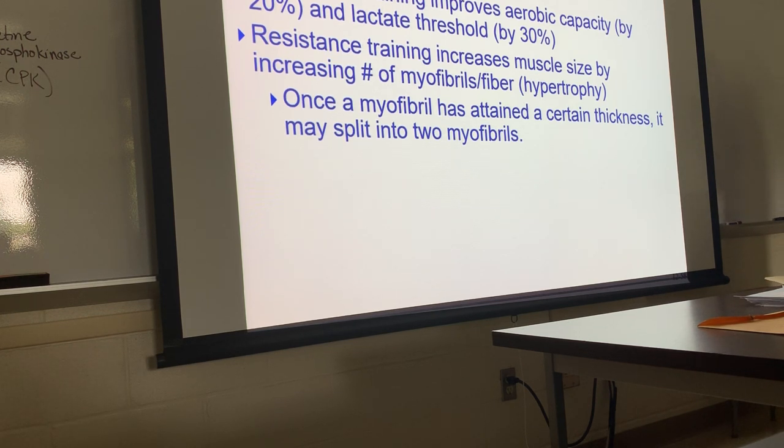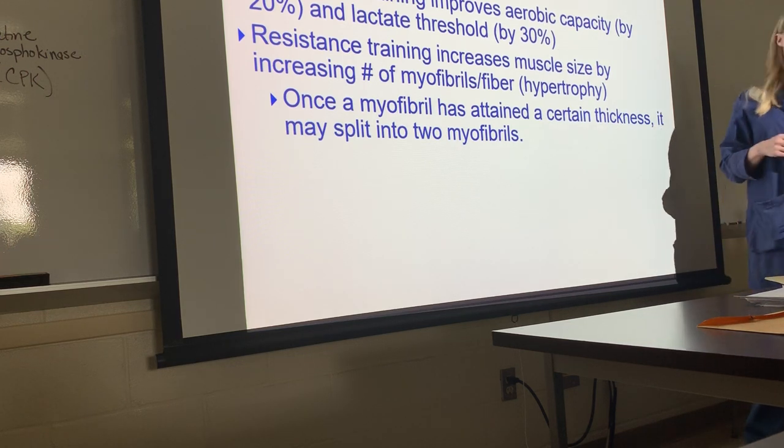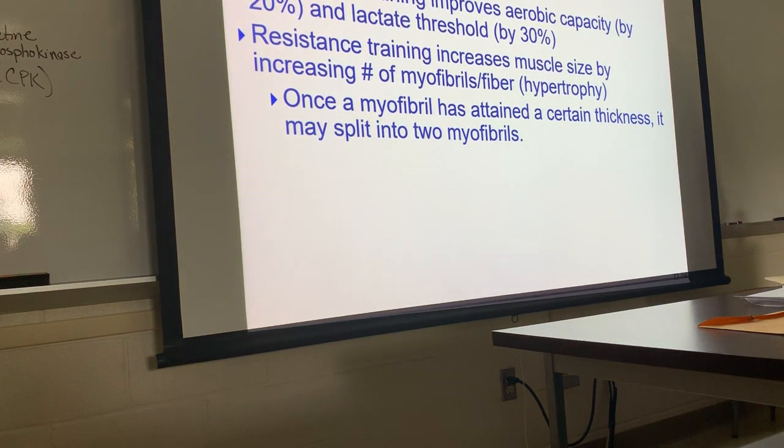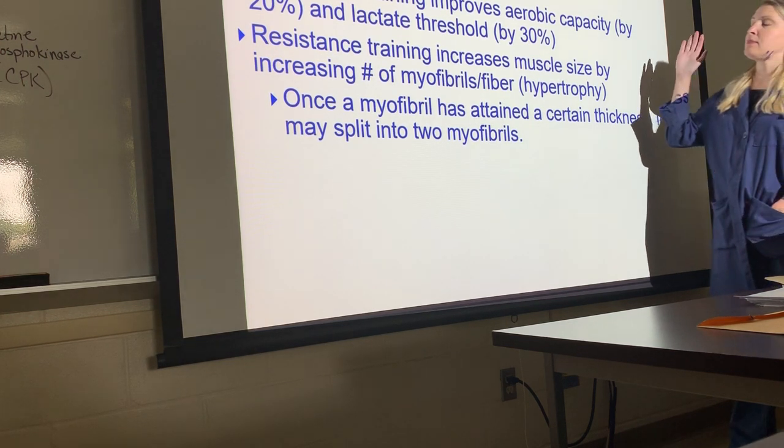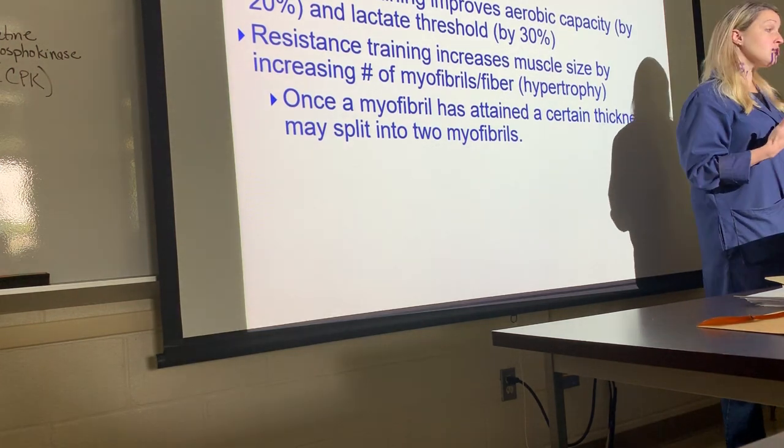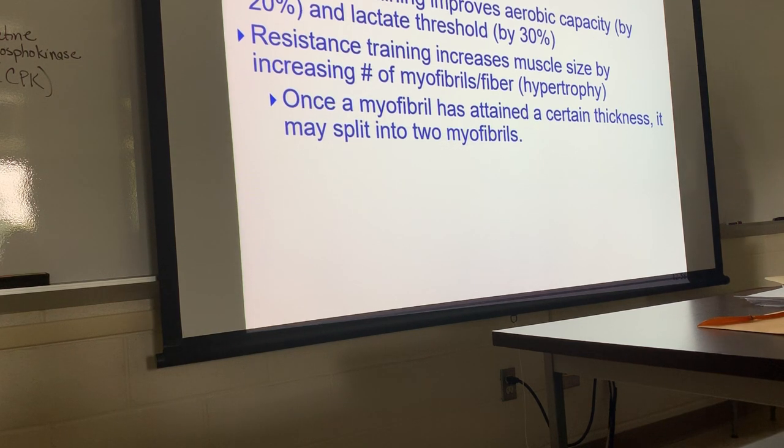All right. So, moving on here, we have, again, some things that occur that ultimately lead us to become stronger as we exercise, depending upon the type of exercise you do. So endurance training, of course, aerobic training like running, biking, swimming, whatever you do, improves aerobic capacity by about 20%, which is good. It would also increase the lactate threshold by about 30%. And remember, that's normally between 50 to 70% of your VO2 max.